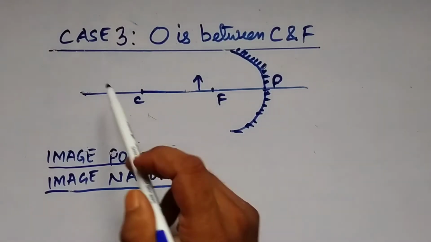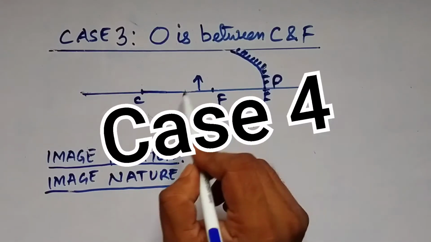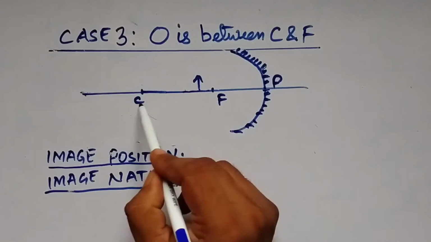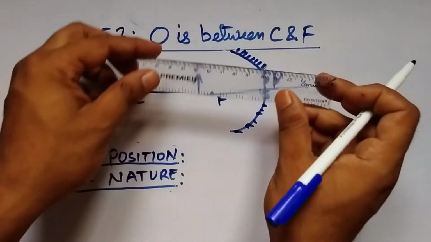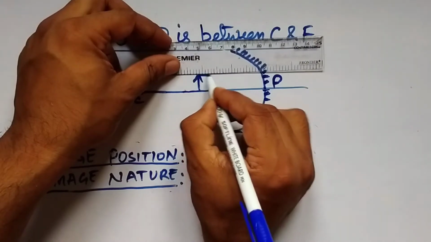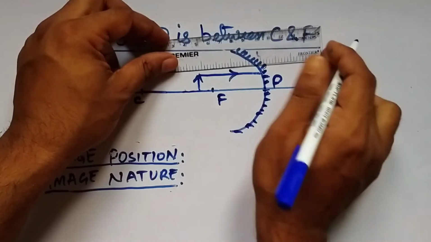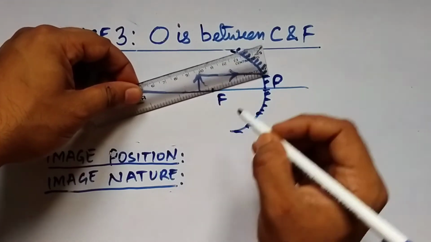Now let us take the next case, in which the object is between the center of curvature and focus. It is in between the center of curvature and focus. Again, let's draw the ray diagram, in which one ray we will take parallel to the principal axis. This after reflection will pass through the focus.